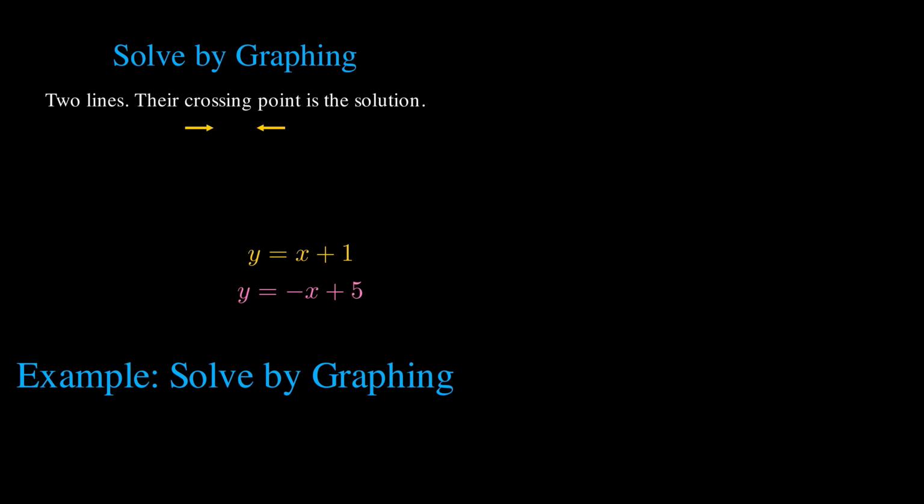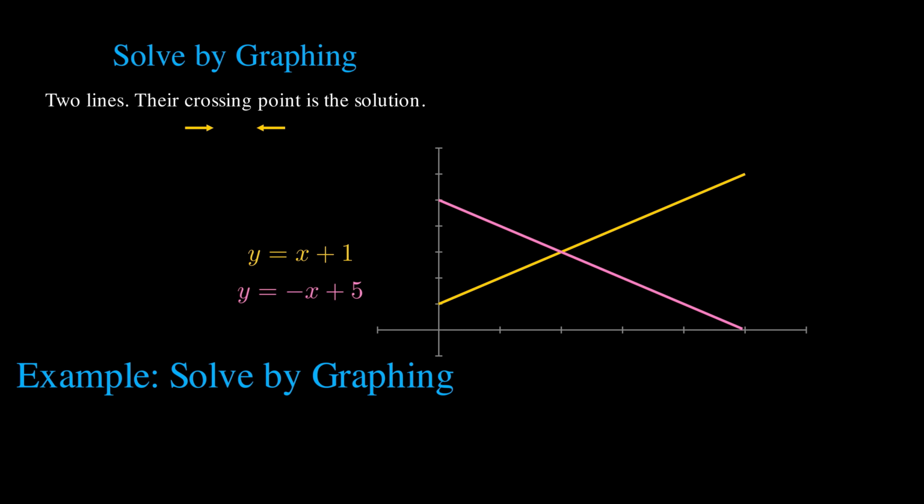Here's our example. We're given two equations, y equals x plus 1 and y equals negative x plus 5. We graph each equation as its own line on the same graph. Once both lines are drawn, we look for the point where they meet.